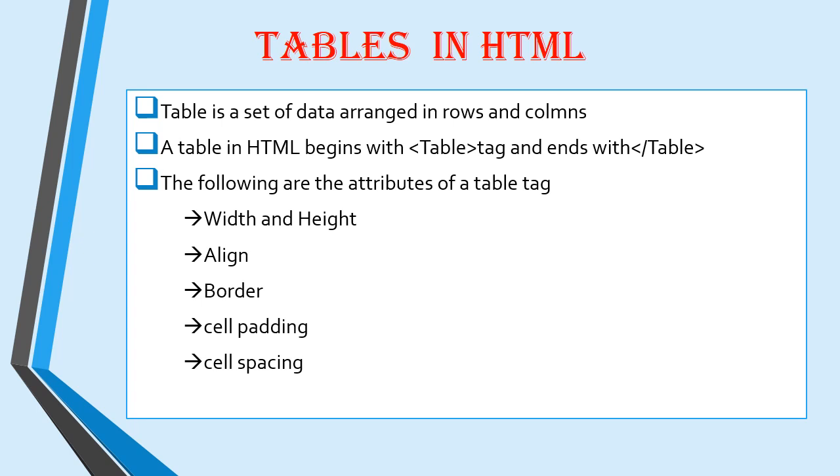Next attribute is cell padding. Cell padding determines the space between the content and the border of the cell. The space we need between the content and the border of the cell is called the cell padding. Next one is cell spacing. Cell spacing means the amount of space between the cells in the table. So these are the attributes of a table.